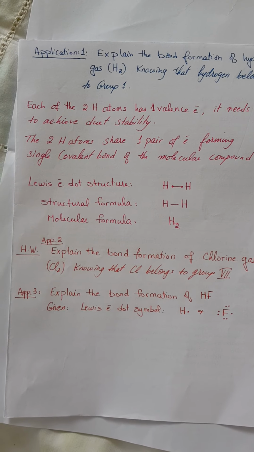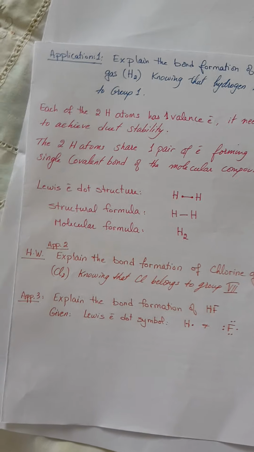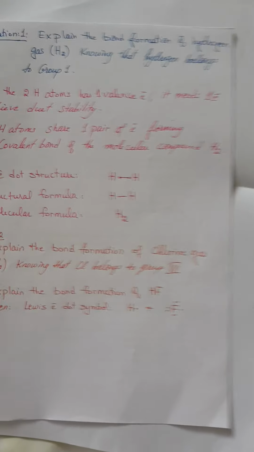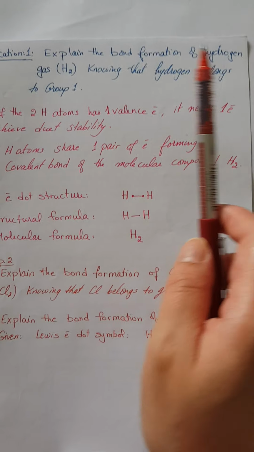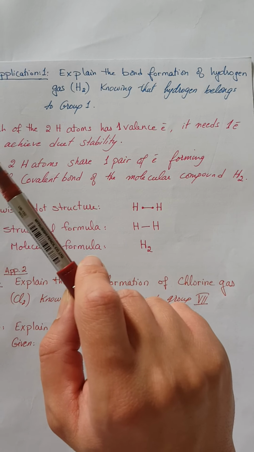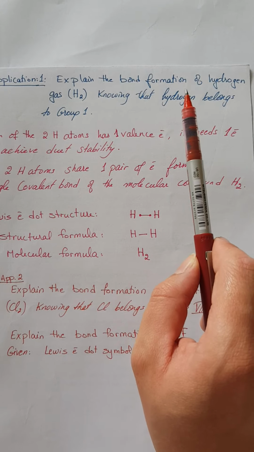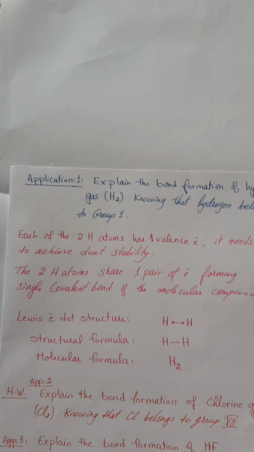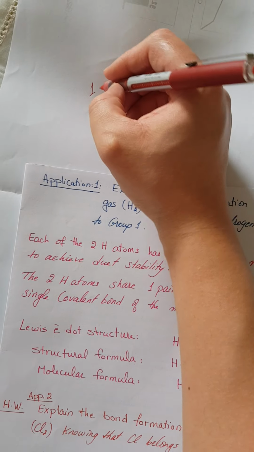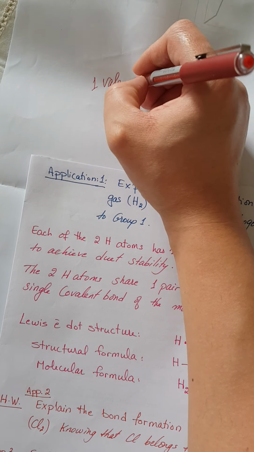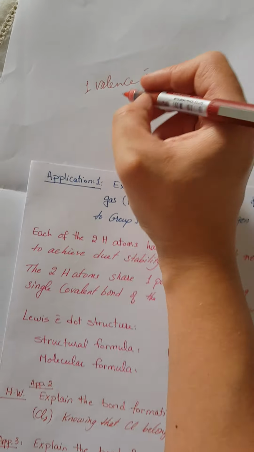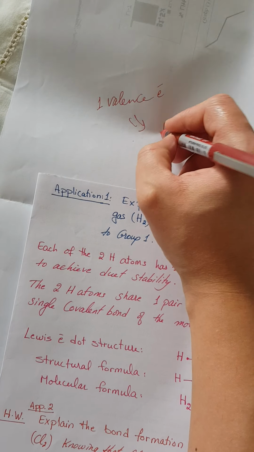Now we will solve an application concerning the formation of a covalent bond. We will take a very simple example, the hydrogen gas. Okay? Hydrogen gas, as you know, the hydrogen belongs to group 1. Group 1 means they have 1 valence electron. So Lewis is like this.